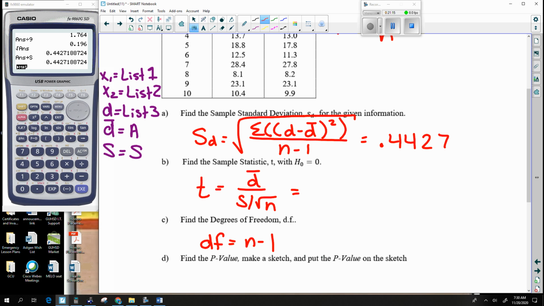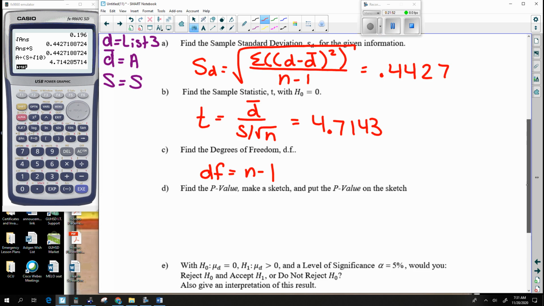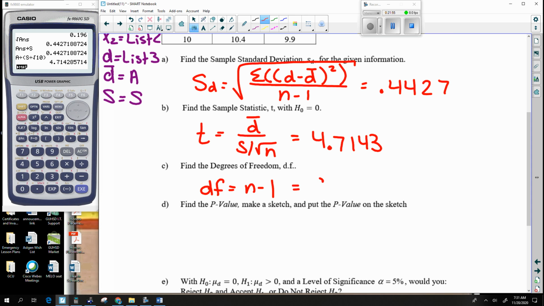Okay, so let's go ahead and get our T from this. So we take the top, which is the average D bar, so that's A divided by, I have to put the denominator in its own unique parentheses, which happens to be S divided by the root of N, which in this case is 10. And that is our T, which is 4.7143. Oh, sorry. Degree of freedom is n minus 1, which is 9.